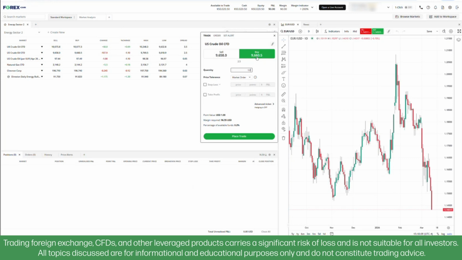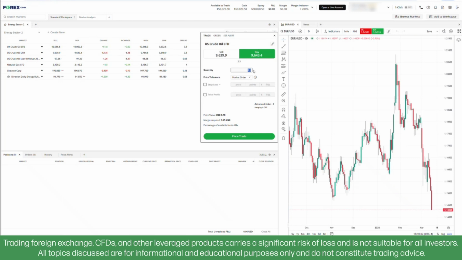What this means is one contract is equivalent to 100 barrels of oil. One of the advantages of trading at Forex.com is that it allows you to enter a fraction of that contract. So you can type in 0.1, and as you can see, that is a tenth of a standard contract. And at the bottom of the trade ticket, you see how much each point is worth, the margin required to enter this position, along with the percentage of available funds used in margin for entering the position.